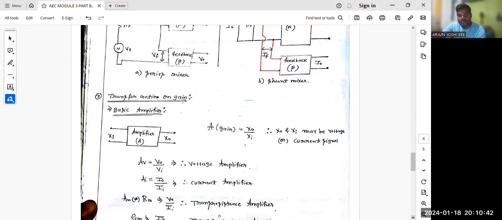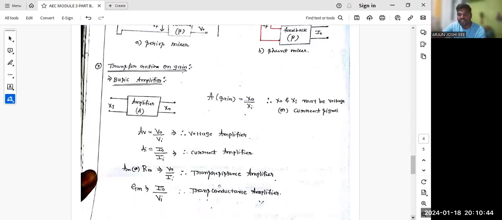Transfer ratio or gain of a basic amplifier. The basic amplifier is nothing but A = X0/Xi. Why do I need to consider X here? It may be voltage or it may be current. If it is voltage, you can take V0 divided by VI: AV = V0/VI for a voltage amplifier. AI = I0/II for a current amplifier.